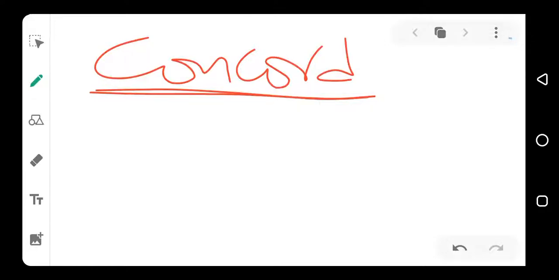In this class, we're going to talk about Concord. Concord talks about the relationship between the subject and the verb in English sentences. There's always an agreement between the subject and the verb that are in a sentence. These agreements are what we're going to talk about in this class. There are many of these rules or agreements, so we're going to look at some of them in this class.